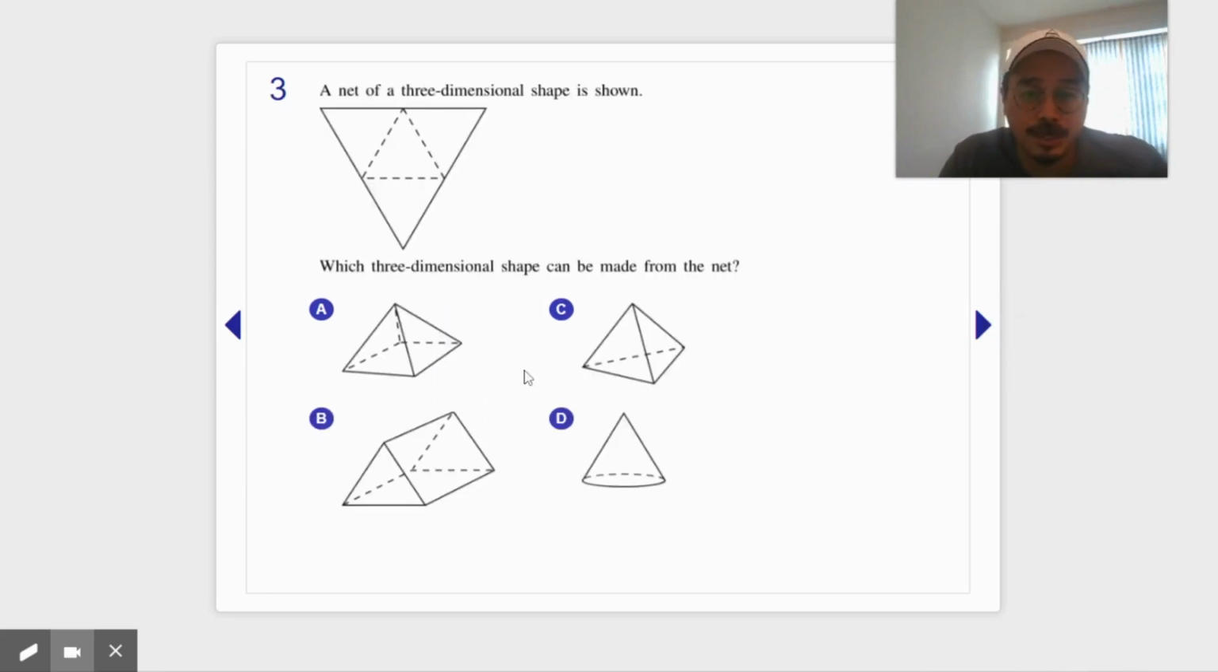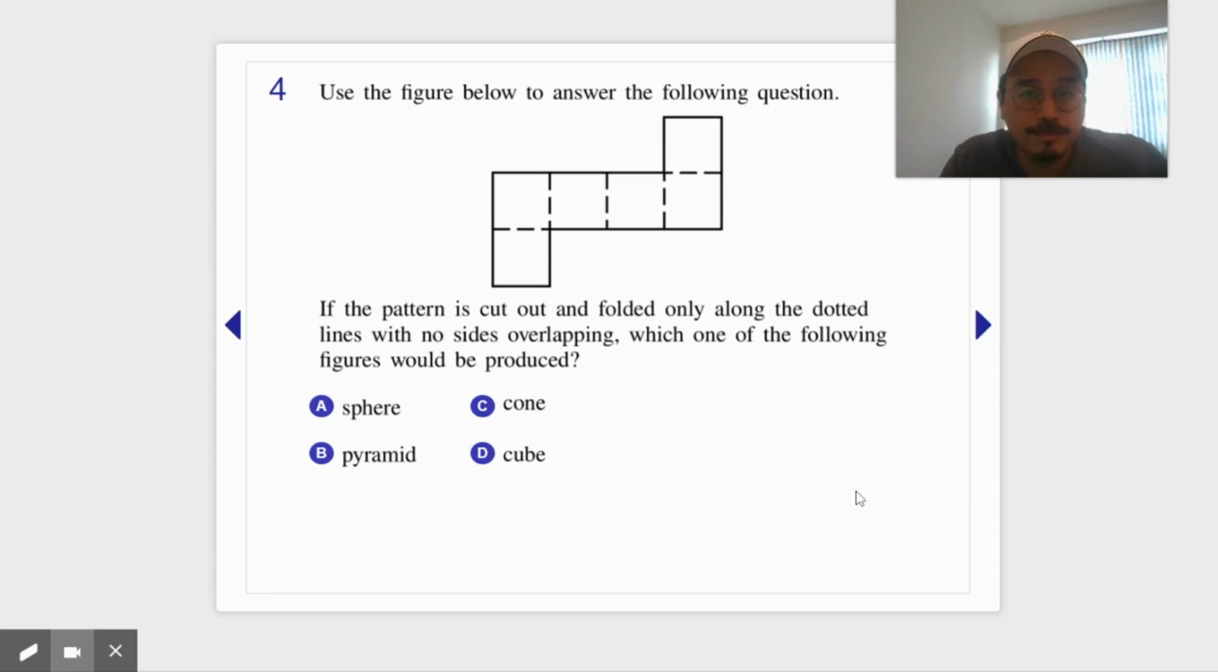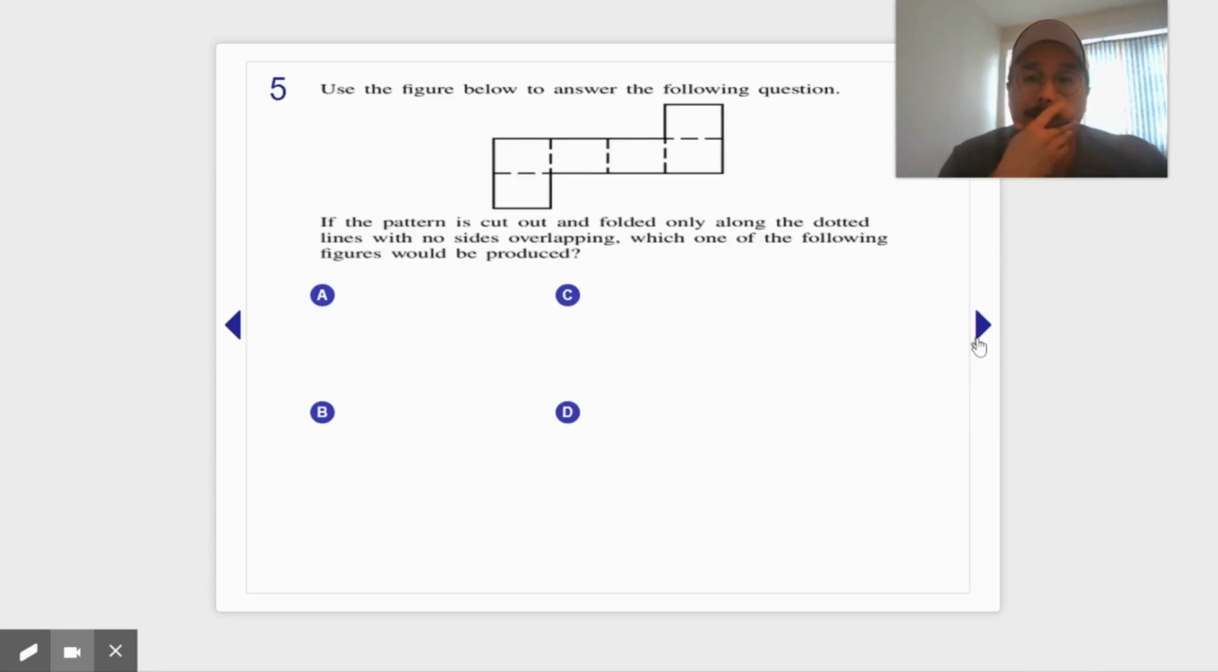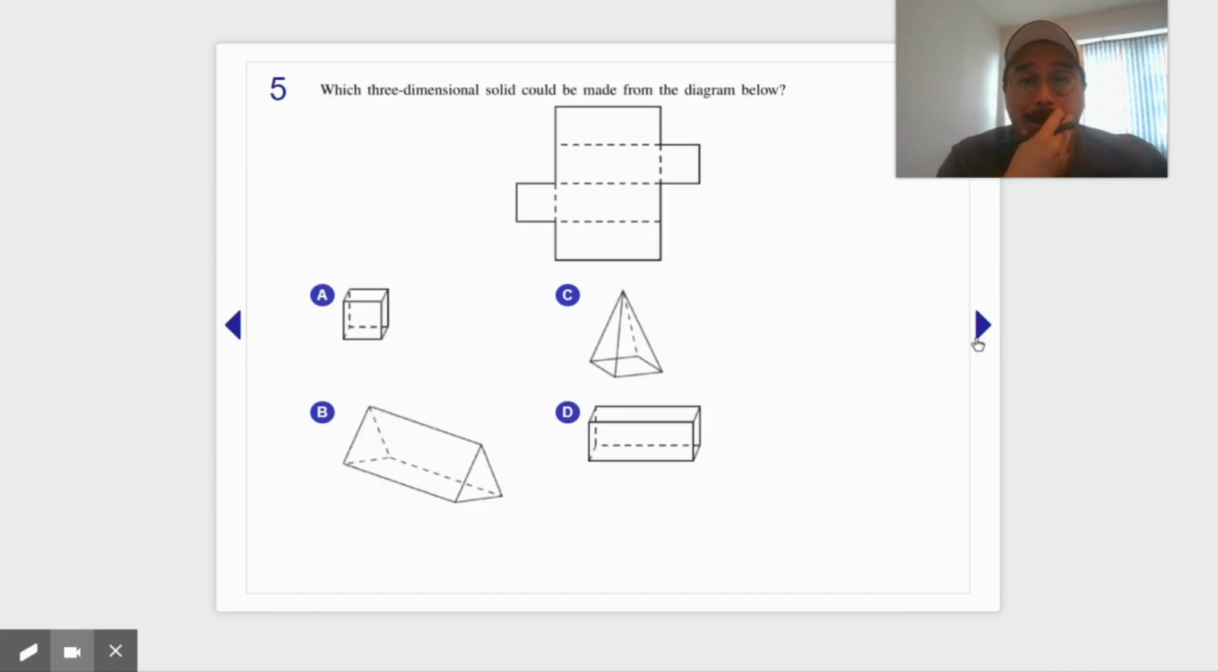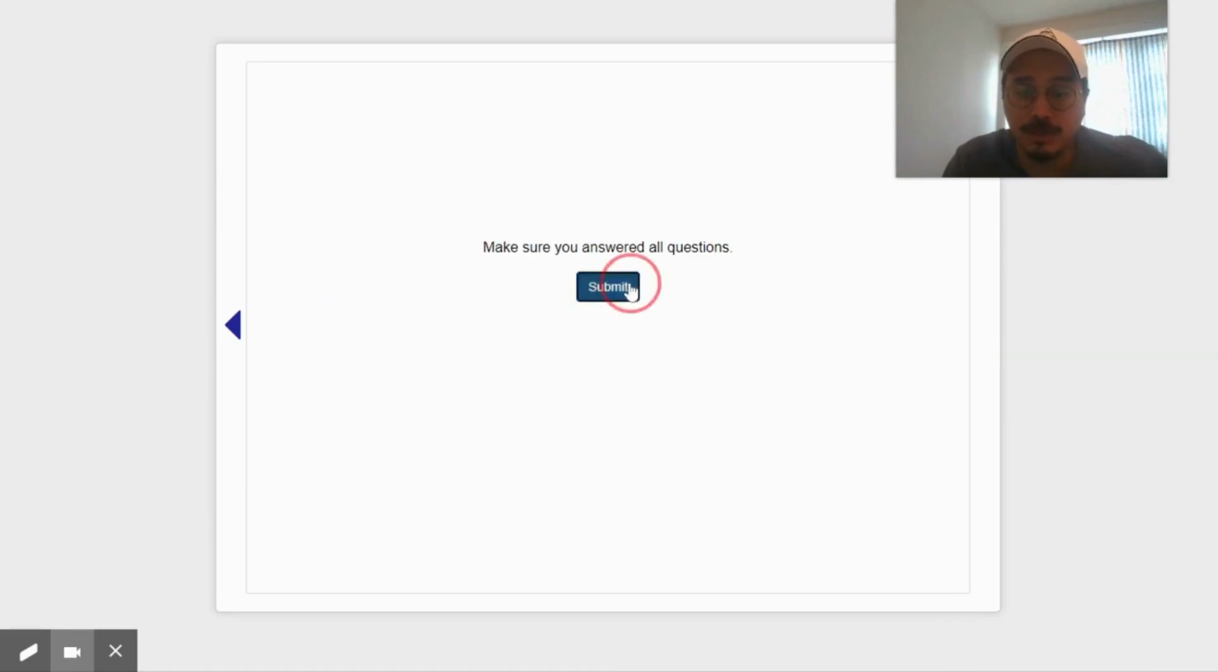So let's see. Okay, so this is a tetrahedron. That's this, not A. All right, it's C. Okay, so it's a cube, right? I don't think I need to... By the way, what's a sphere? Do you guys know what a sphere is? It's a balloon, basically. It's a perfectly round balloon. Yeah, that's what a sphere is. Okay? All right. Let's see. It's a rectangular prism. Okay, all right. There we go. Done.